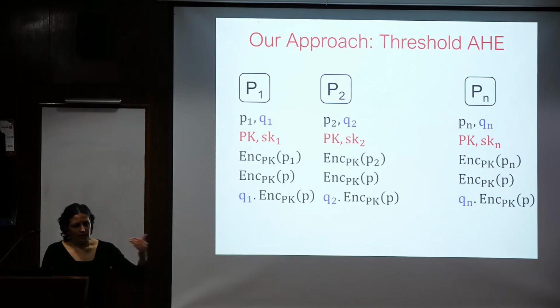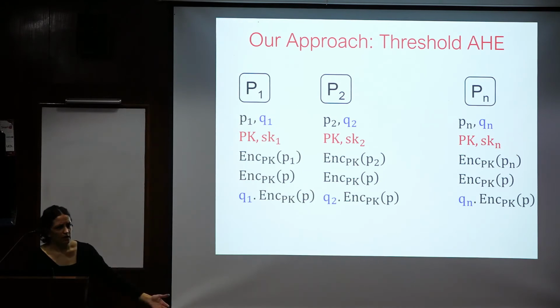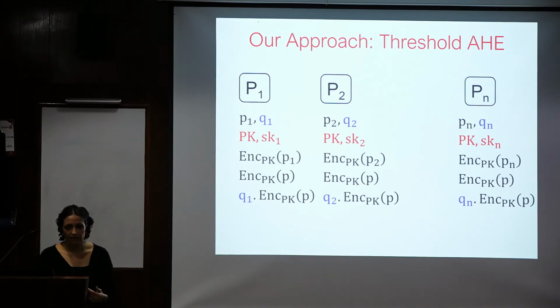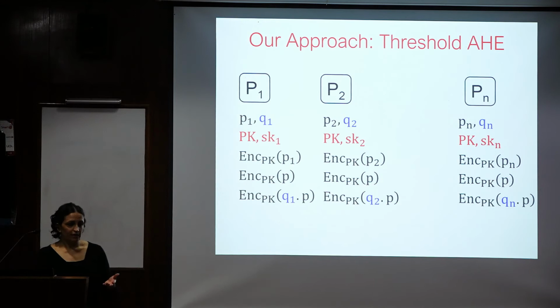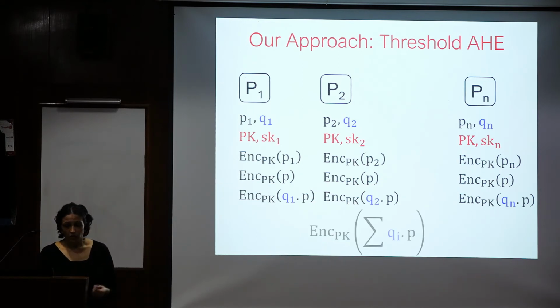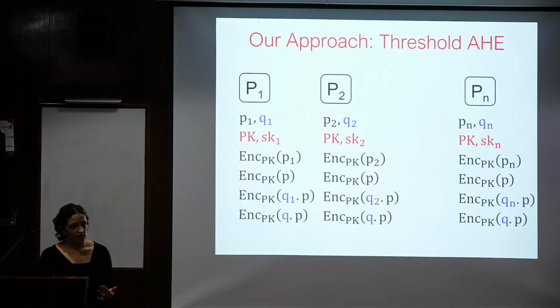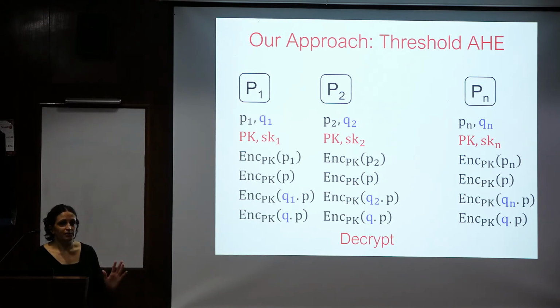In the next phase, the parties homomorphically compute the product of their share of the second prime candidate with P, and again send these values to the coordinator, which aggregates the ciphertexts and distributes back the product of P and Q, and the parties just run a decryption protocol. So it's a very simple protocol that is used as a multiplier.